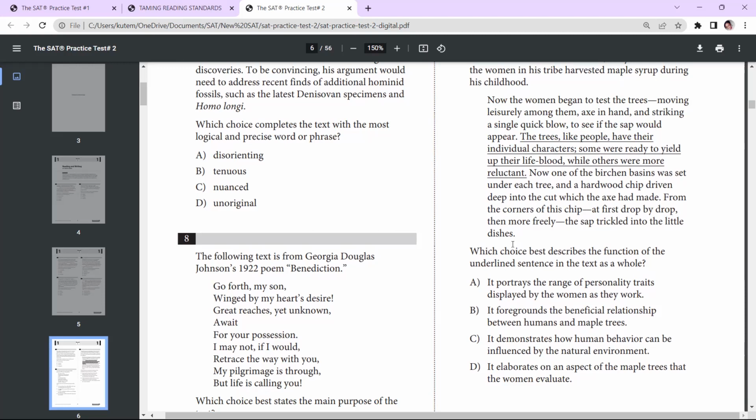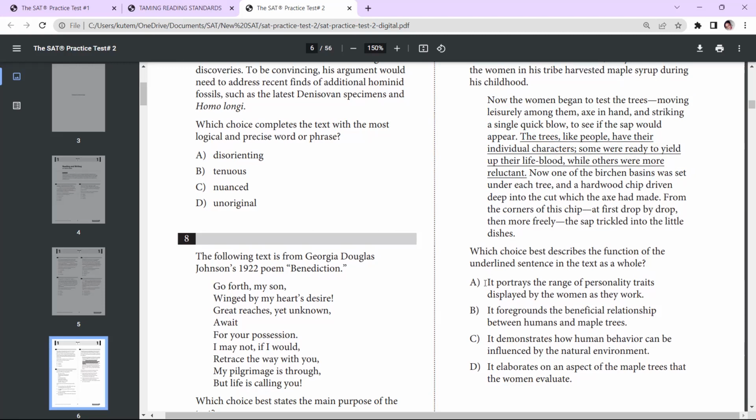First of all, we need to understand what the sentence is talking about, and we can't do that without context, right? Remember, it said these women are striking a blow to see if sap is going to appear. So it's talking about the trees. These women are striking the trees. And then it says the trees, like people, have their individual characters. So basically, when they strike the tree, some of them would release sap, others would not. That's what this sentence is saying, right?